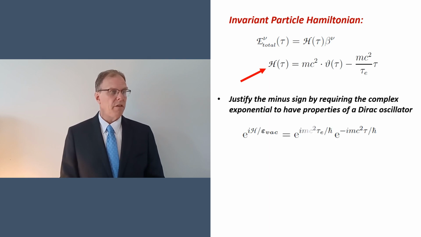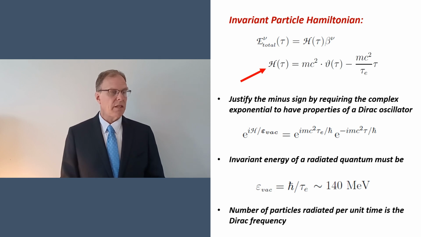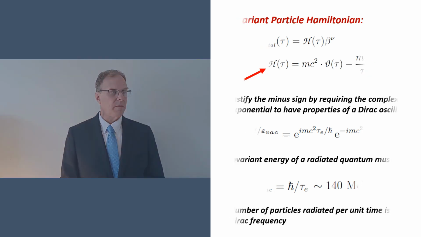We do this by dividing the Hamiltonian of the particle by the energy of an emitted quantum, and then form the complex exponential. This complex exponential will have required properties of a Dirac oscillator if the invariant energy of a radiated quantum is about 140 MeV. The number of particles radiated per second is exactly the Dirac frequency.